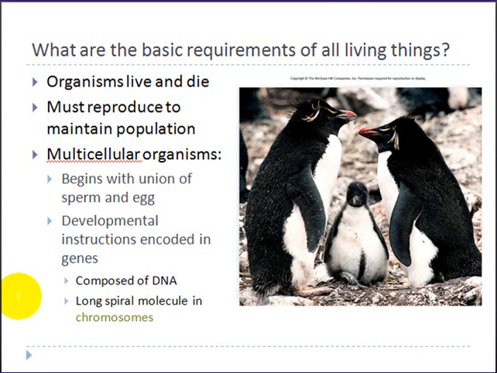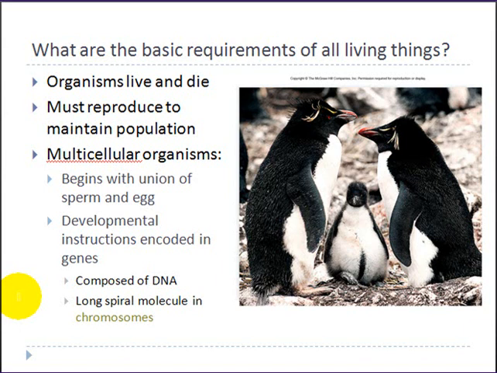Now, we also mentioned that there were a few other characteristics of living things. We know that all organisms live and they eventually die. We also know that they reproduce. Since individual organisms die, the only way to sustain the population in the years to come is to reproduce, to produce offspring like this cute little penguin you see in this picture here.